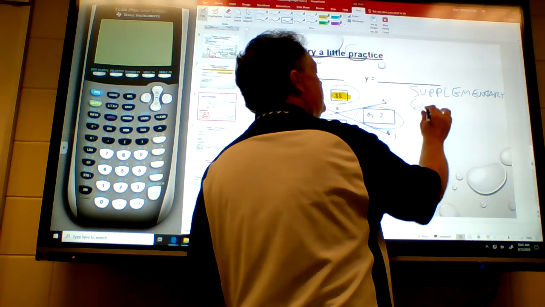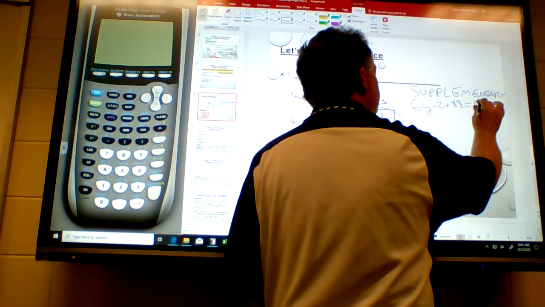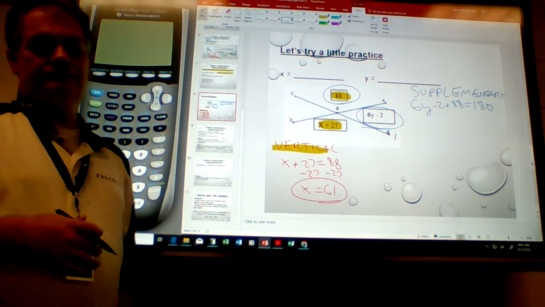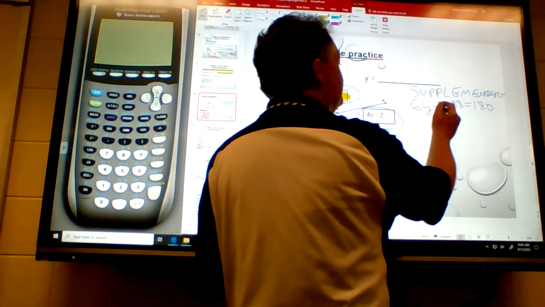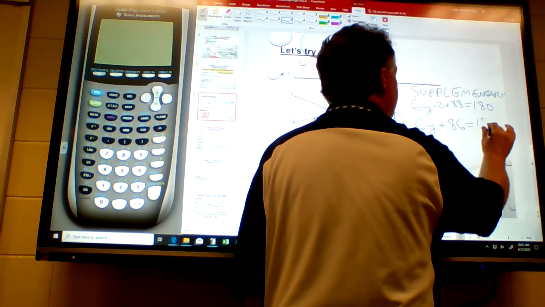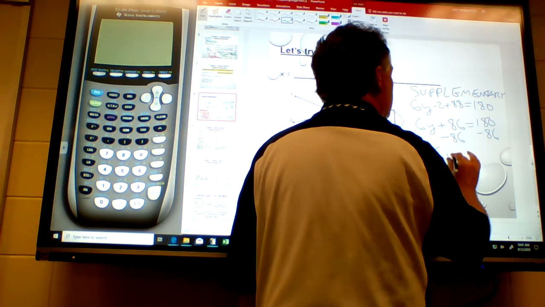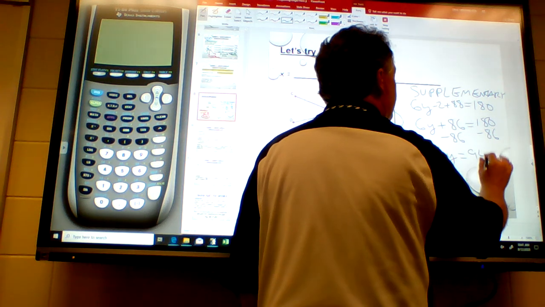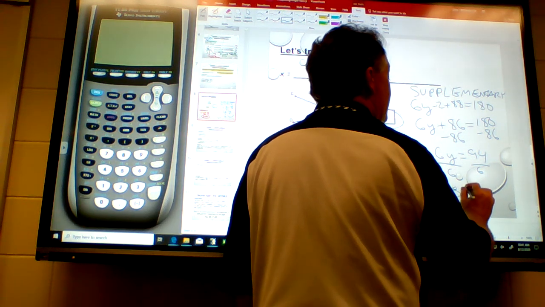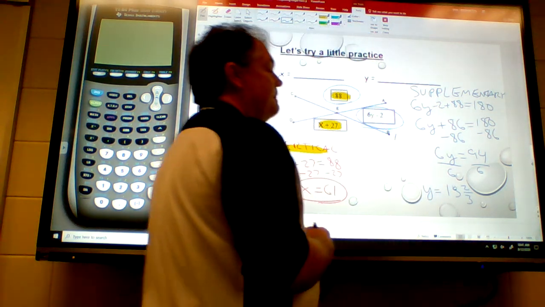So that means that 6y minus 2 plus 88 equals 180 degrees. So when I combine -2 and 88, that's 6y plus 86 equals 180. I subtract 86, so 6y equals 94. Then divide by 6, and you'll end up with 15 and 2/3 for a value of y. So y equals 15 and 2/3.